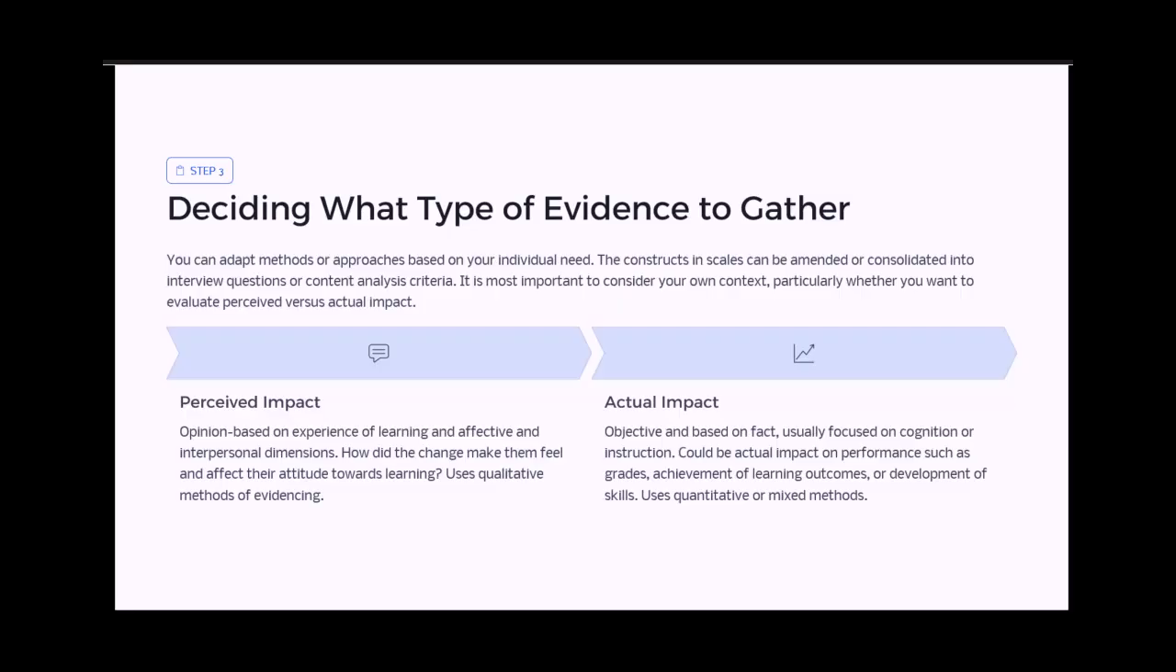If we're looking at the actual impact, this is more objective and based on facts. So it's not a subjective thing. Either their grades increased or didn't, either they developed the skills level or they didn't. So these are tangible, specific impact measures that you're going to use. And if you're using these approaches, it's important to use maybe more quantitative approaches.